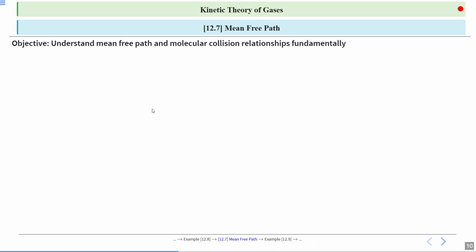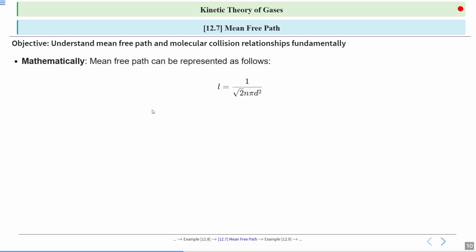So let's see. Mathematically, mean free path can be represented as follows: L equals 1 upon root 2 n pi d squared. Here L represents the mean free path. This equation is central to our understanding of molecular motion in gases. So it's important to grasp each component.